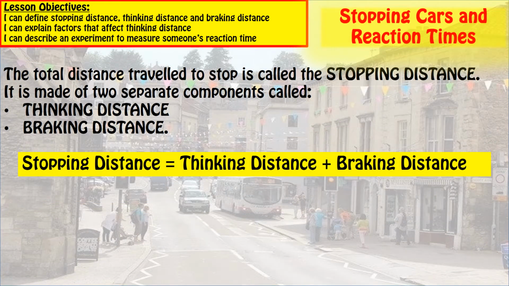Before we answer this, this is really important. It won't mean much to you right now, but it will by the end of the lesson. The total distance travelled to stop is called the stopping distance, and it's made up of two separate components. One is called the thinking distance, and the other is called the braking distance. We put this into an equation: stopping distance equals thinking distance plus braking distance. In your books, underneath your answers to the starter, write this out, and highlight the equation or put a big box around it, because this is super important. So pause the video now.